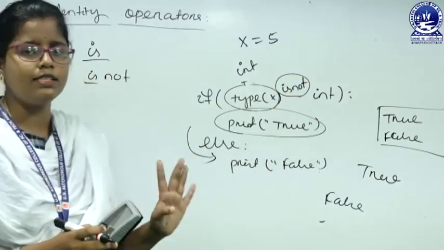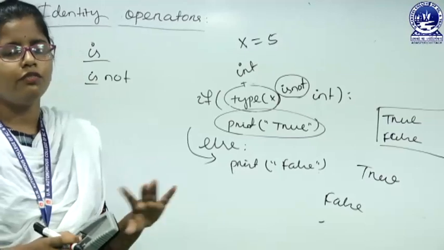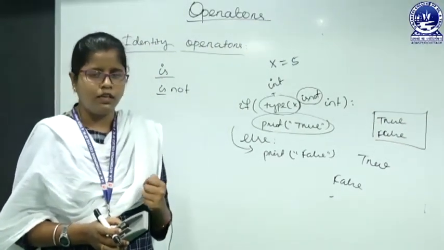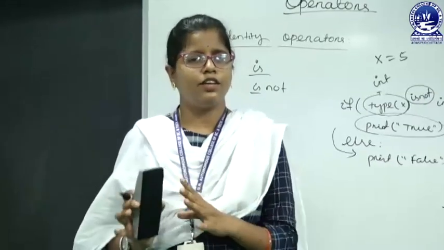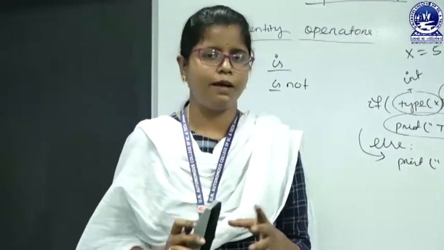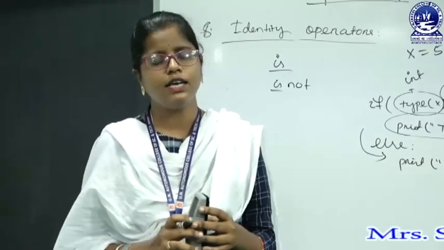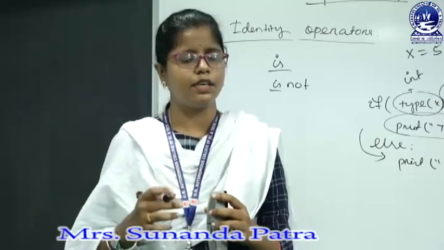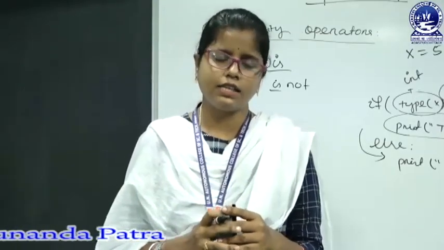So these are the operators, is and is not. Those are referred to as identity operators, which are used to check the type of a value or a variable. So this is the end of operators in Python programming language. I hope you people have understood all those operators. In our next class, we are going to implement all those operators by using Python's IDLE.